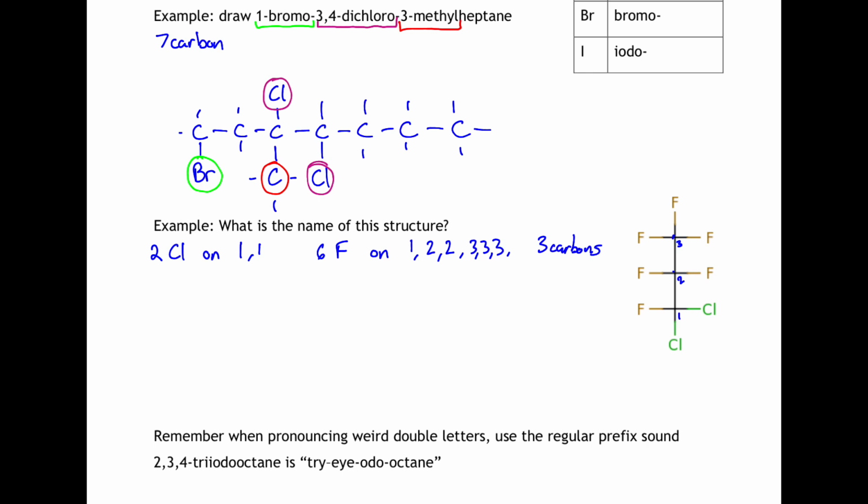So 2 chlorines is going to be dichloro. So we start our name with 1, 1, dichloro. So that's the first chunk of the name. So 1, 1, dichloro. 2 chlorines on carbon 1. And then I will write all the other ones. 6 fluorines on 1, 2. I don't want to put the comma there. That's wrong. I'm just going to erase that little bit there. I can put this in there. That's fine. That's how I will put the difference. So 1, 2, 2, 3, 3, 3.